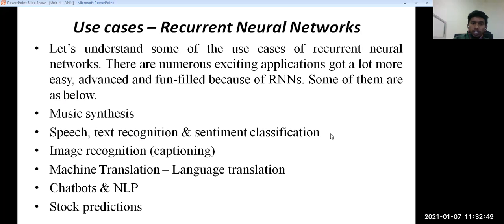Okay, so there are numerous exciting applications with respect to recurrent neural networks, which have become a lot easier, more advanced and fun filled because of RNNs. Because of the existence of RNNs, many more tasks can be done in the upcoming years. You can use natural language processing to process your data and provide appropriate output also.